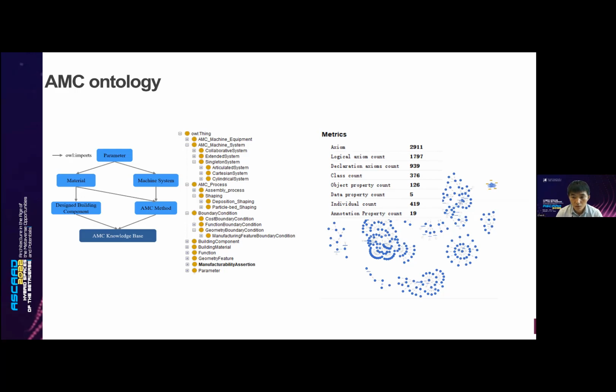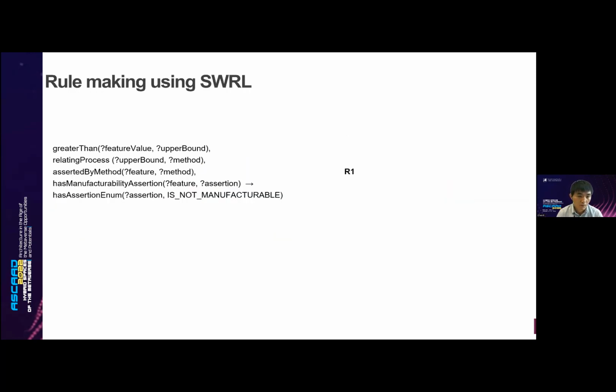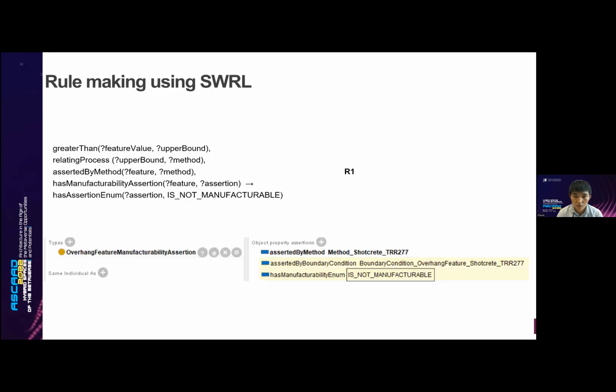On top of the knowledge base, the rules can be applied to detect the manufacturability of building components, mainly by comparing the processes and boundary conditions with detected features from the design. For instance, if the manufacturing feature exceeds the limits of one AM method, we assert that such a building component is not manufacturable by this method. Similarly, other rules, including the logistics and the construction plan, can also apply.